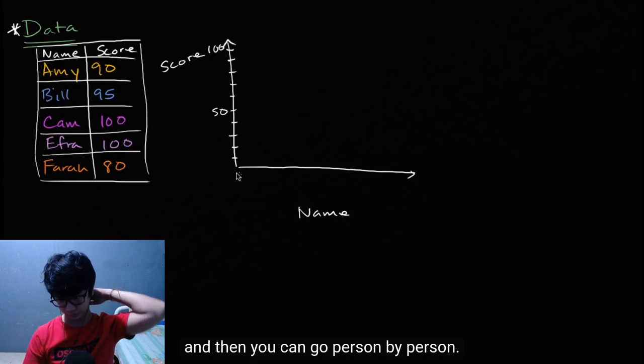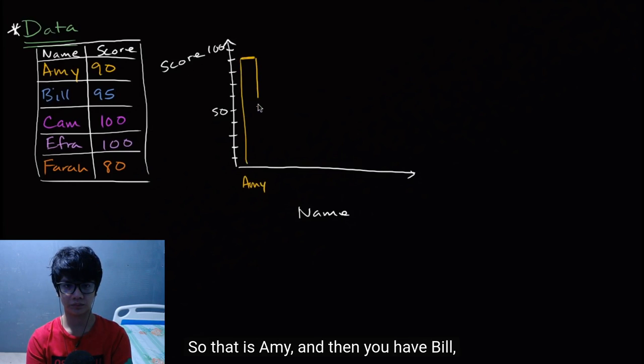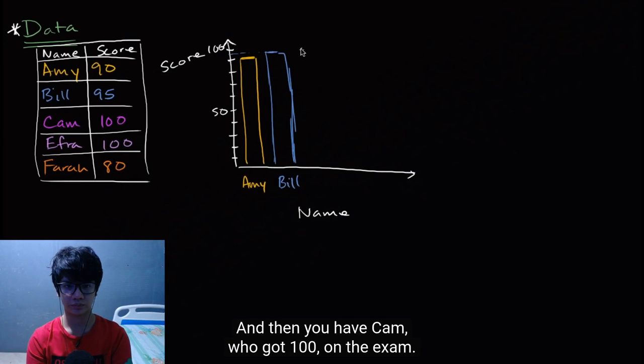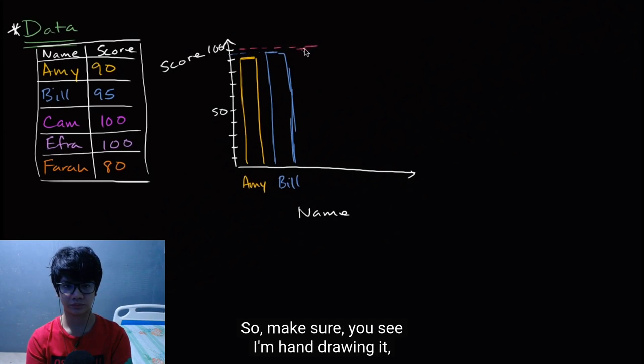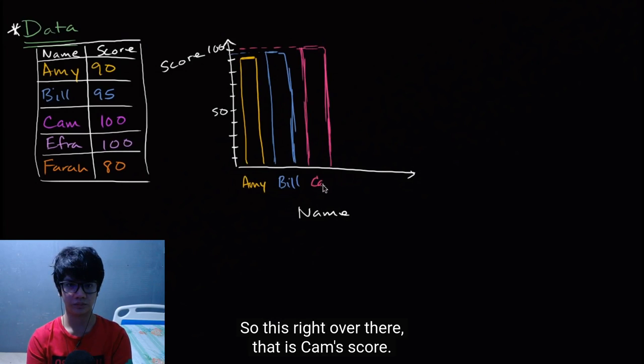And then you could go person by person. So Amy got a 90 on the exam. So the bar will go up to 90. So that is Amy. And then Bill got a 95. So it's going to be between 90 and 100, right over there. And so it would look like this. So that is Bill. And then you have Cam, who got 100 on the exam. Obviously I'm hand drawing it, so it's not as precise as if I were to do it on a computer. So this right over there, that is Cam's score.